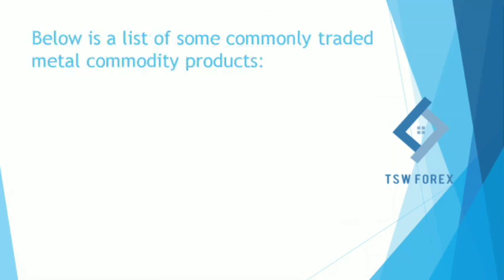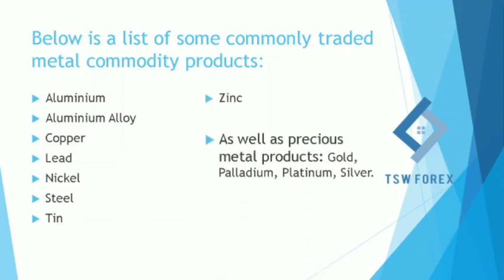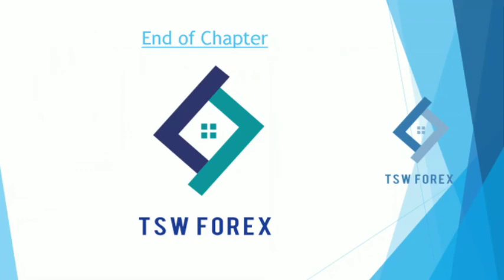Below is a list of some of the most commonly traded metal commodity products. We have aluminum alloy, copper, lead, nickel, steel, tin, zinc, as well as precious metals such as gold, palladium, platinum, and silver.